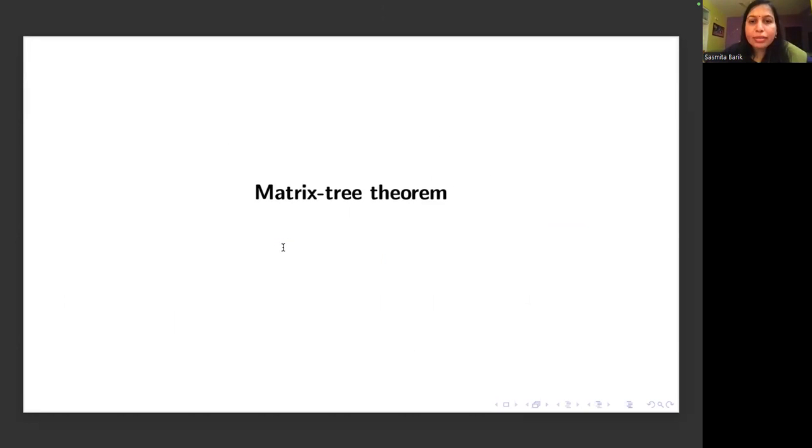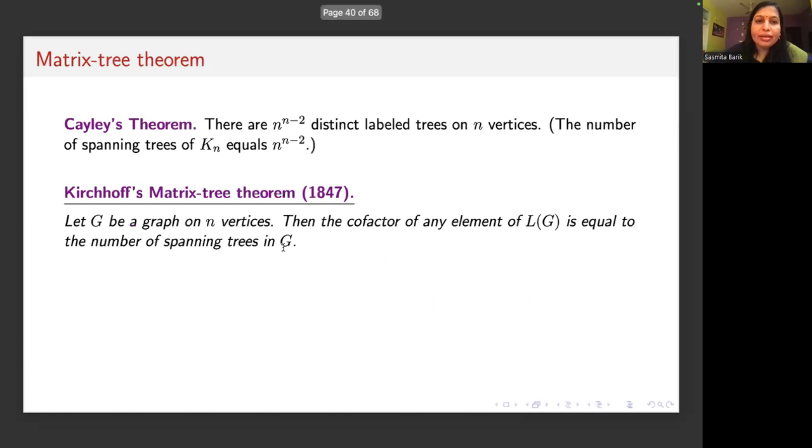Now, the Matrix Tree theorem came, I think, in 1847. That was proved in another way, and at the time I think the spectral graph theory part came later. The proof I'll give here is an alternate proof. But this is the first result on how many distinct labeled trees there are on n vertices.